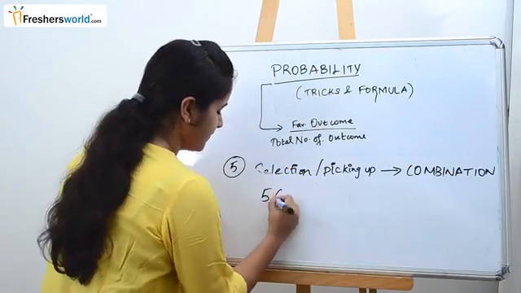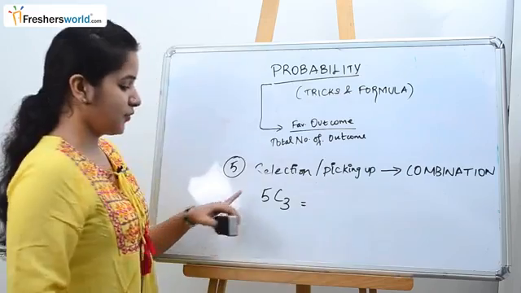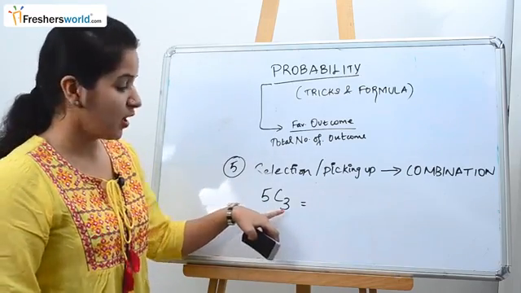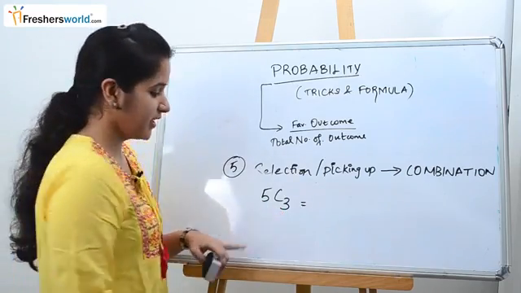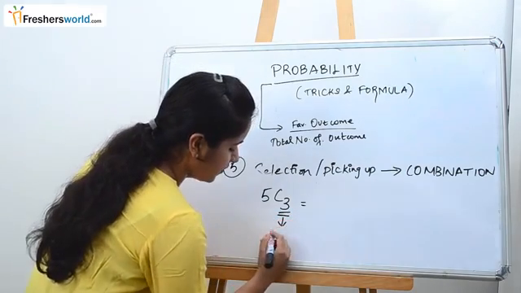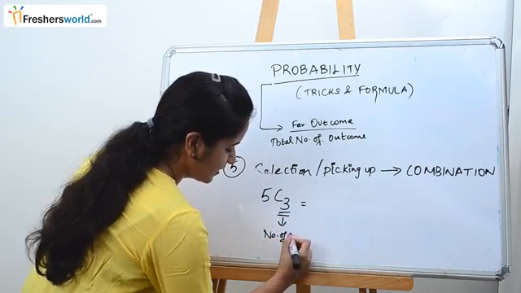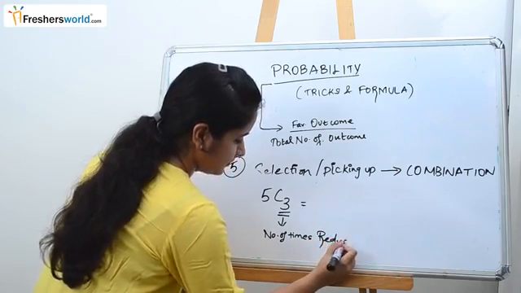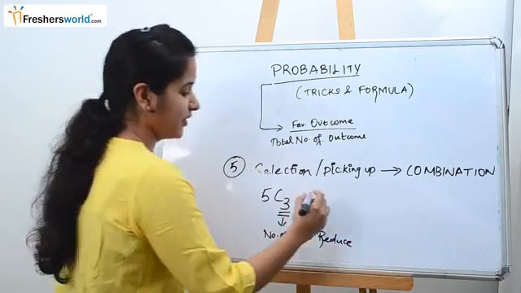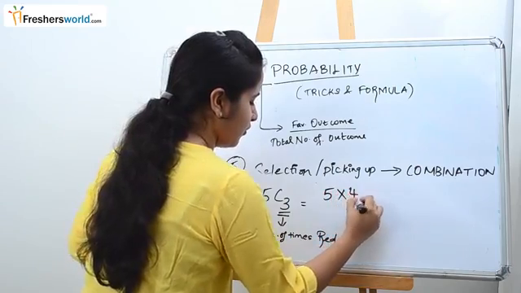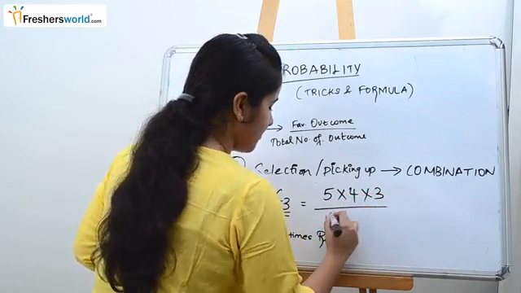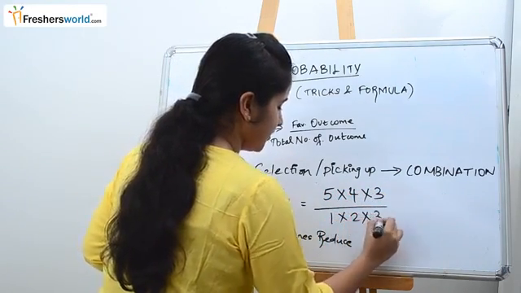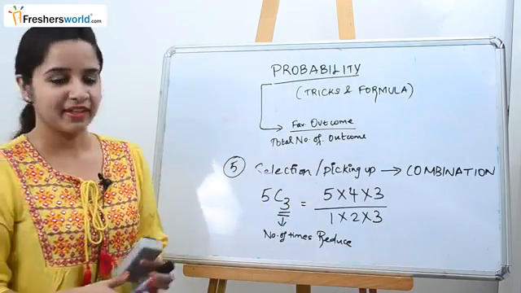Let's say 5C3. So here is the total number of balls, out of which you need to take 3 balls. So how many times? This is, always remember, the number of times we reduce. So 5 and 3: 5 into 4 into 3 divided by 1 into 2 into 3. Simple, right?